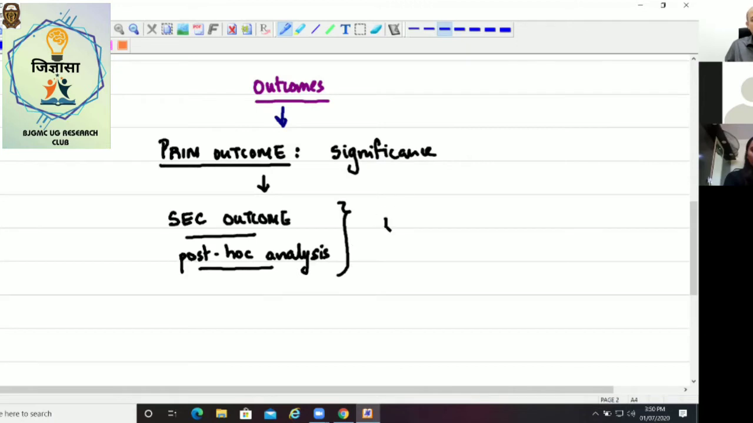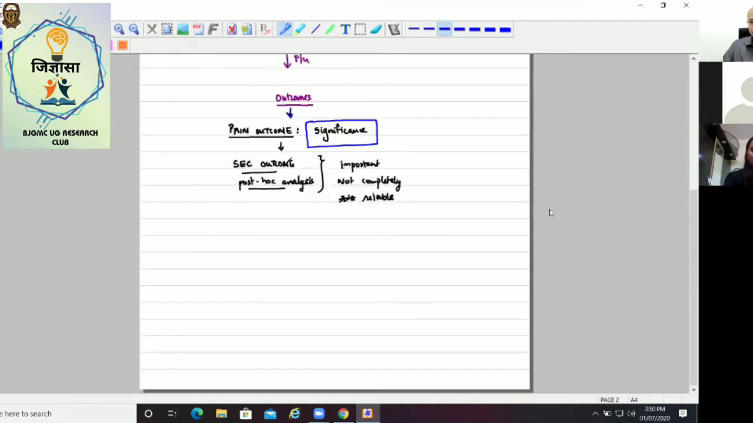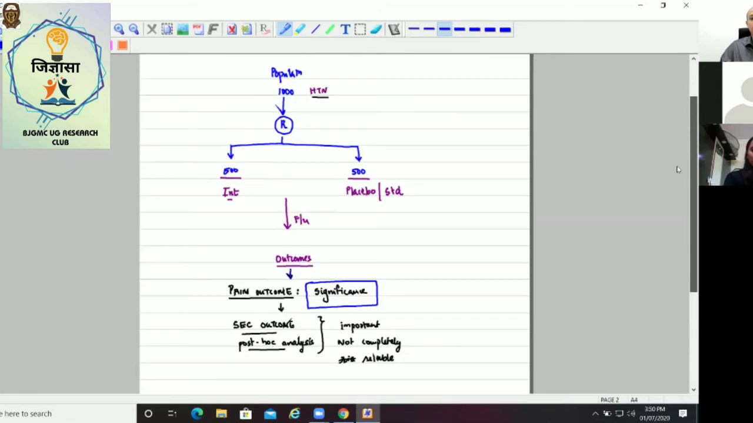These are important, but they are not completely reliable. These are important outcomes, but they are not completely reliable. They are not completely reliable because this is what your statistician has designed the trial for, right? So I want you to remember that the statistician has designed your trial for its primary outcome, not for its secondary outcome. You might get secondary outcomes, you might report secondary outcomes.